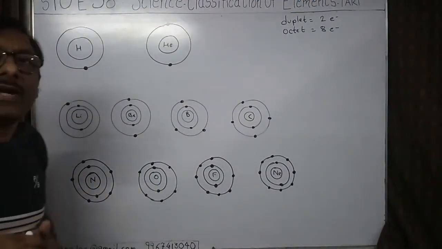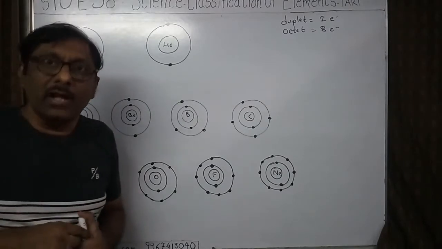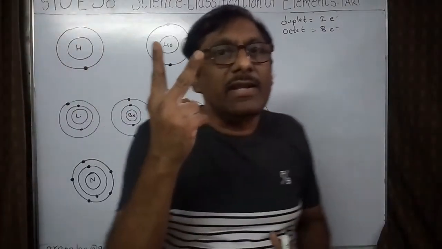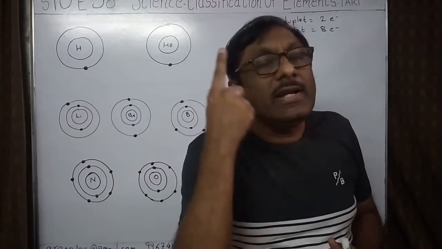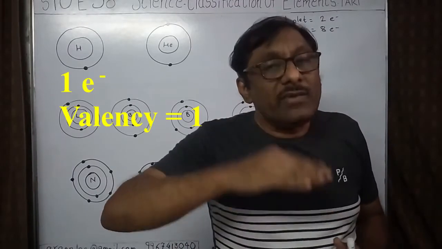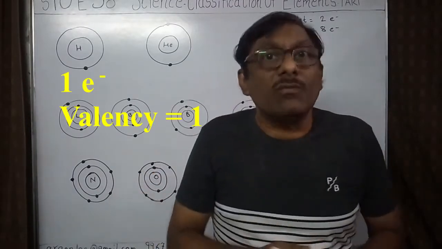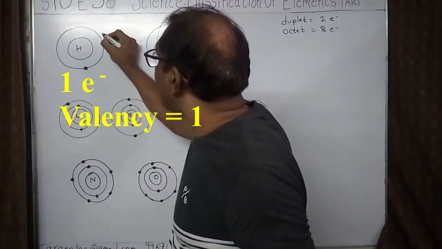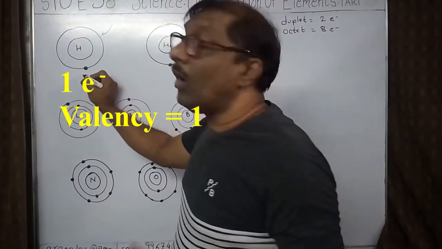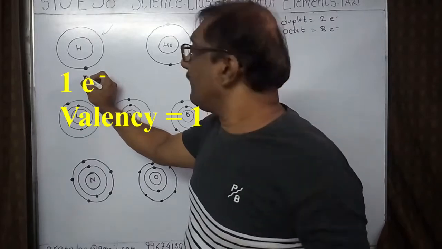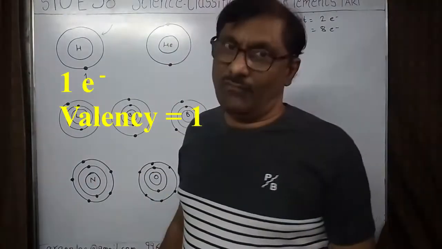Hydrogen has 1 electron in its outermost orbit. To complete its duplet, it will need 1 electron. Remember, it will take that electron from someone else. It will borrow that electron from someone else. Hence, how many electrons is it borrowing? 1. Therefore, its valency will be 1.